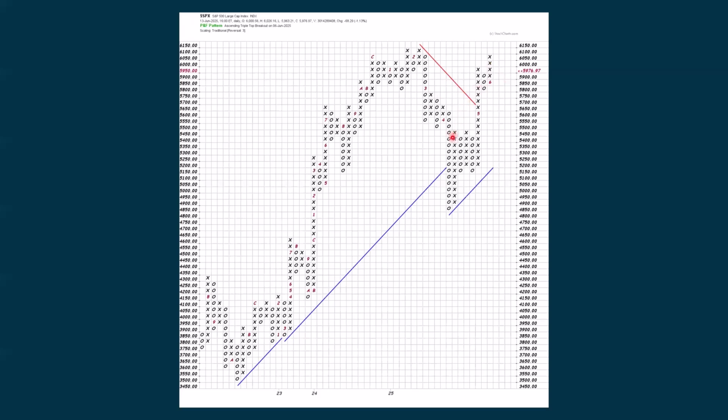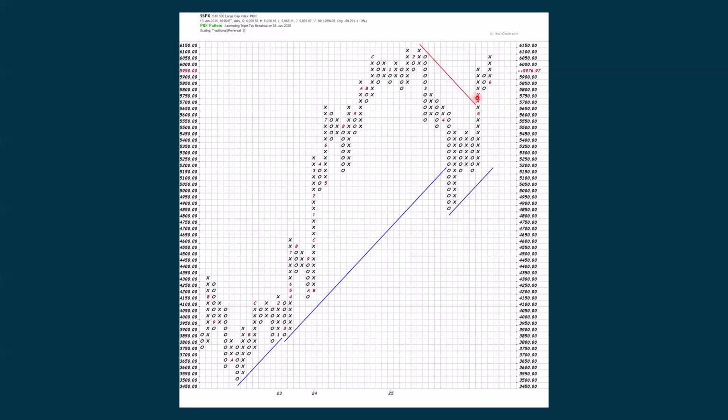Now, this is still pretty positive overall. We have blue lines coming up here showing uptrends. We broke below this red line, which was showing the downtrend. And back on June 6th, the ascending triple top breakout was generated by the point and figure chart.